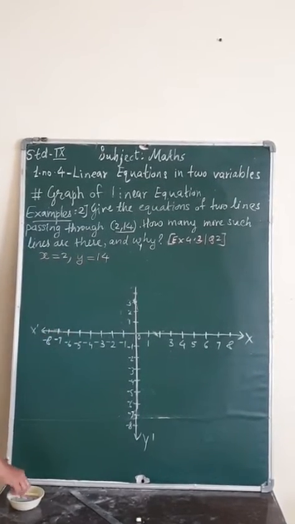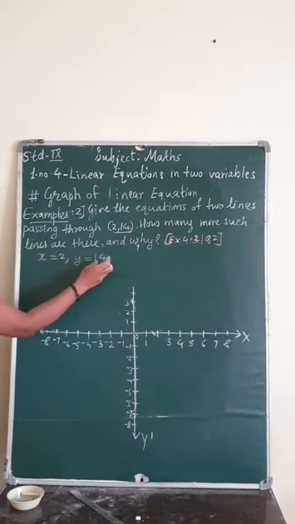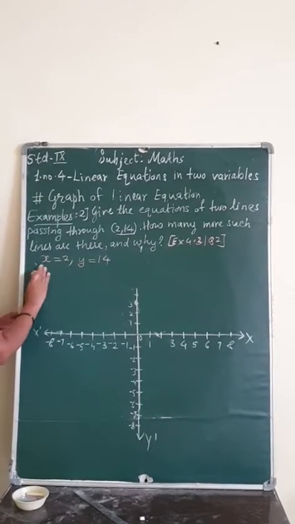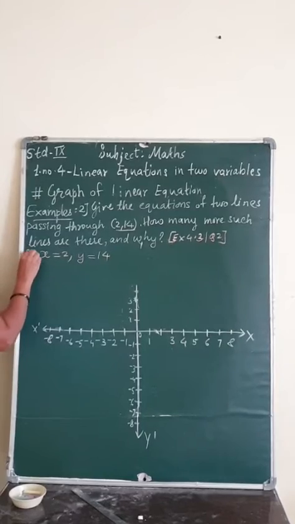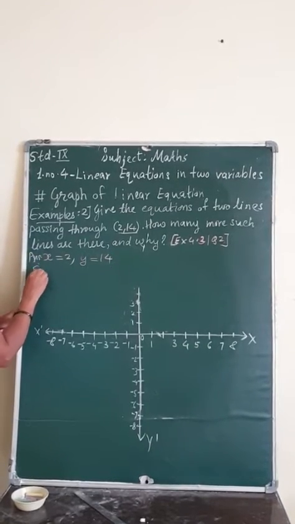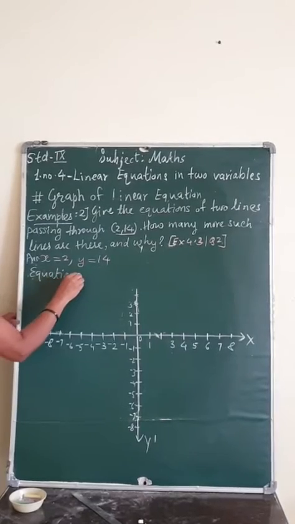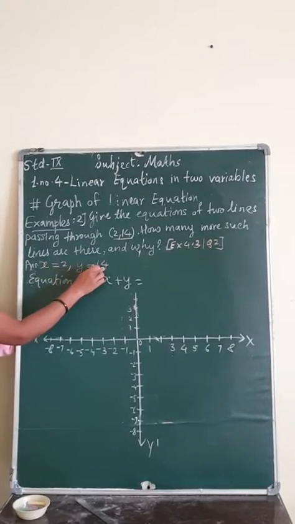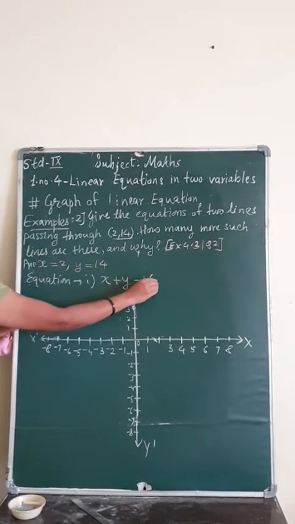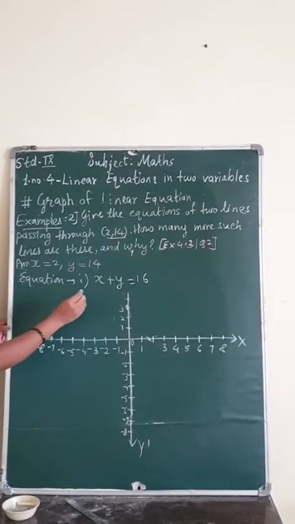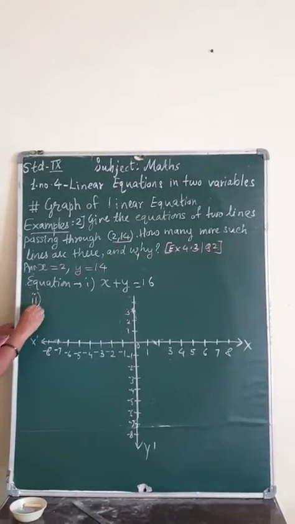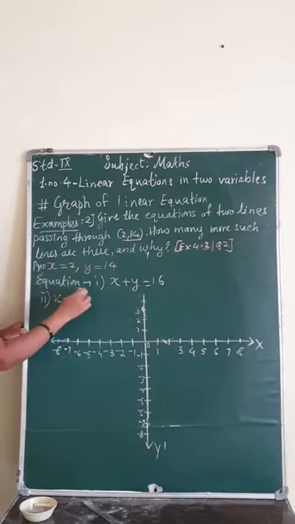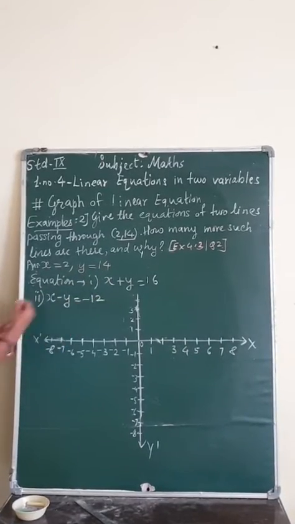Now if we find the relation between these 2 numbers, the sum of these 2 numbers, one equation we get as the answer here. First equation we get as x plus y. So what is x? 2 plus y 14. 2 plus 14 gives us 16. Second equation we will get as, what is the difference between x and y? x minus y. So 2 minus 14 gives us minus 12.